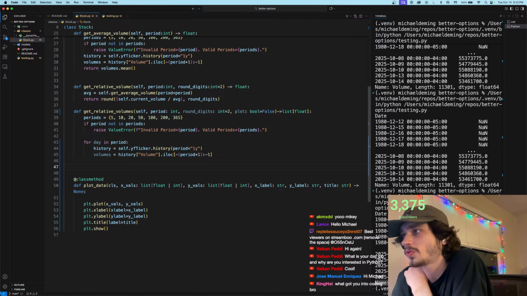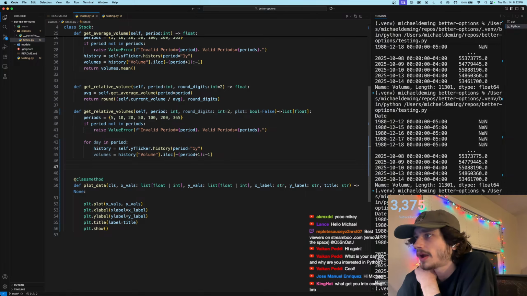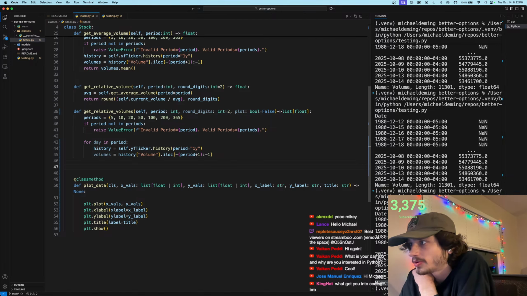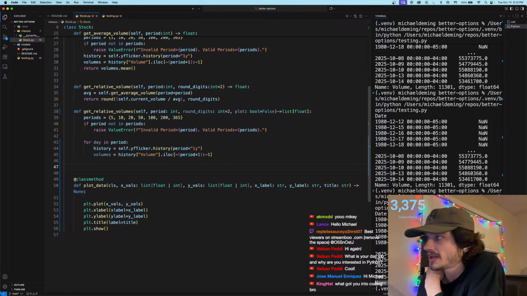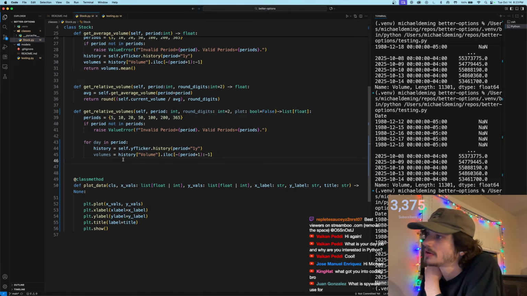So if we need 20 rolling averages or 20 relative volumes, or 10 relative volumes or whatever, we're going to loop through the period that we're wanting, and get the history back to 1 year for each one. We're going to get the volumes for all the 1 year history, and slice off out of that 1 year either the entire 1 year or just whatever the period is up until here, for the past 20 days.